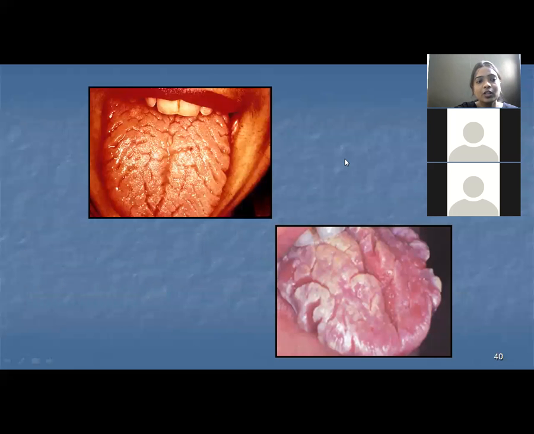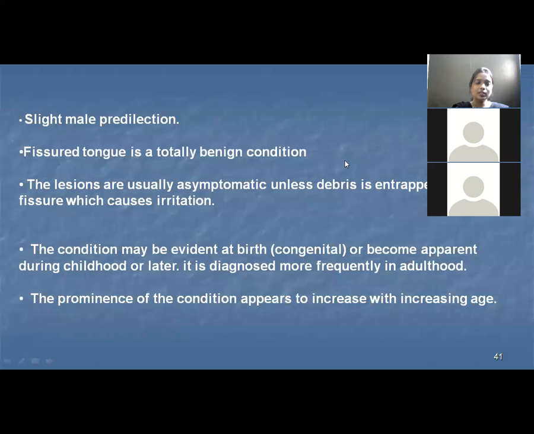This is the clinical picture of your fissured tongue. Then what are the clinical features? In this condition, male predilection is there. The fissured tongue is a totally benign condition. The lesions are asymptomatic, but debris engrafted in the fissure can cause irritation, that is, bacterial accumulation causes irritation of the tongue. The condition may be evident at birth, that is congenital, or during childhood. It is diagnosed more frequently in adults. The prominence of the condition increases with increasing age.